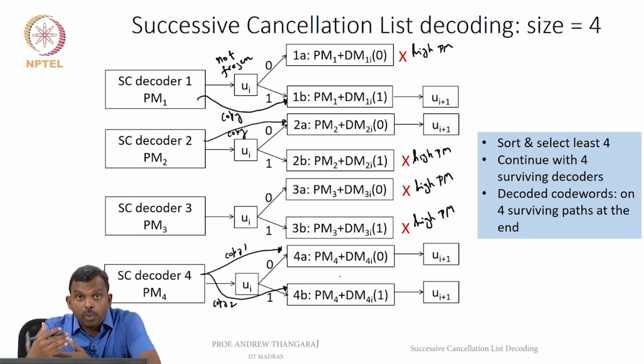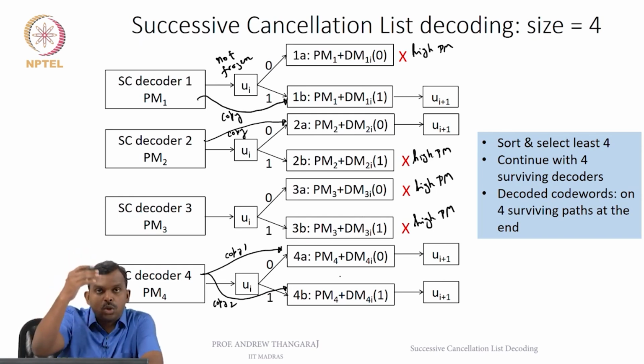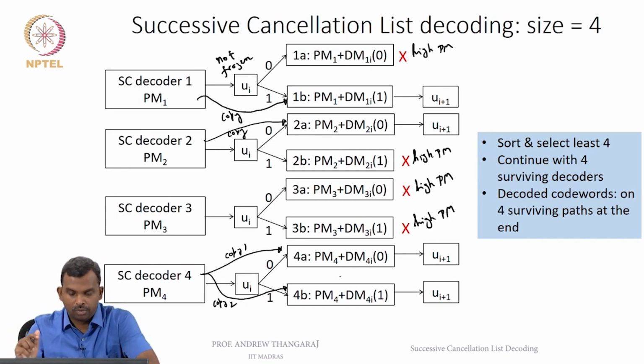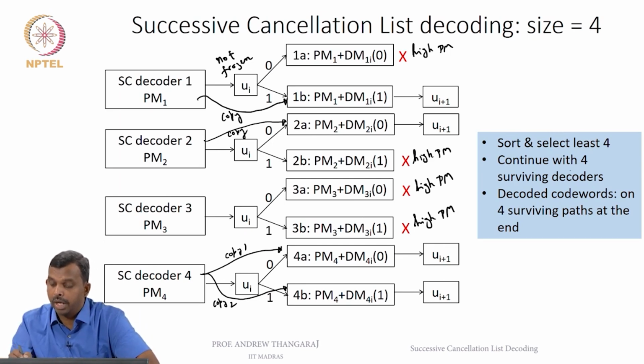So all of that involves moving data between these decoders, because each of these decoders were functioning with their own tree. Each of them has its own tree with its own L matrices and U cap matrices. You have to move them around to make sure that this whole thing will work. So this is the overall thing. So you continue with 4 surviving decoders all the time.